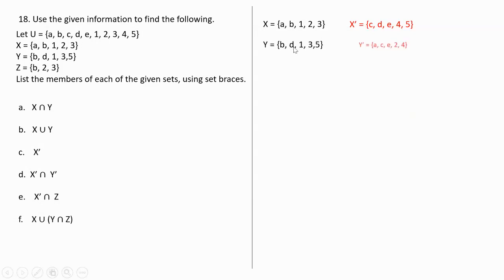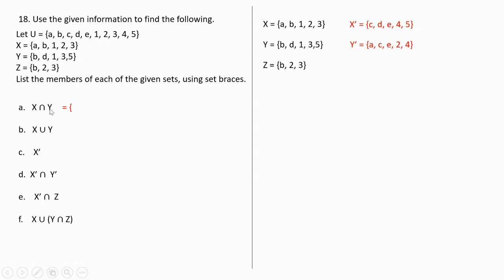That's my set Y, right? So the not Y will be not B, not D, not 1, not 3, not 5. So what's left is A, C, E, 2, 4. We got my Z. So here we go.